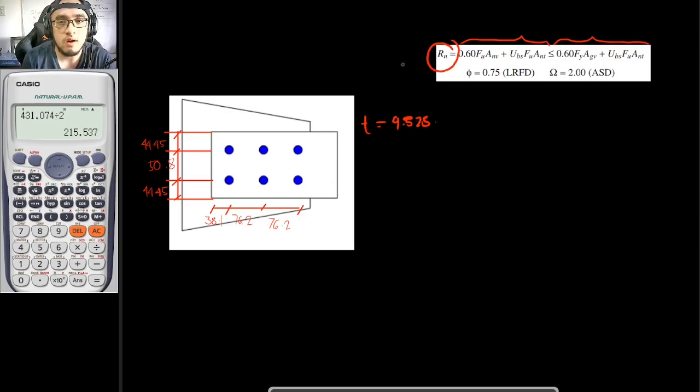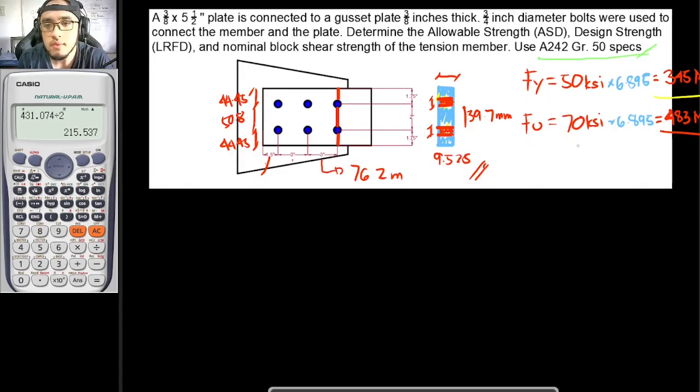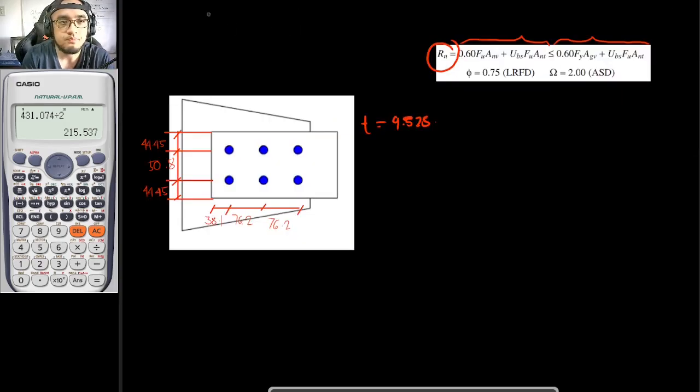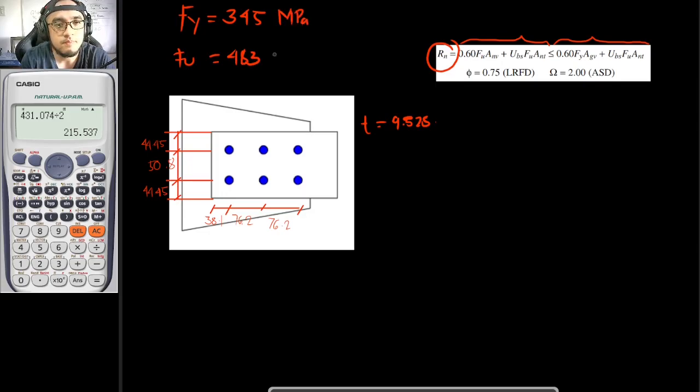Okay, so let's solve for Rn. What do we need? For Fu, we actually have that already. Our Fu is equal to 483 and our Fy is equal to 345, both in megapascals. So what's next? We already have our value for Fu, so let's just solve for the value for Anv.